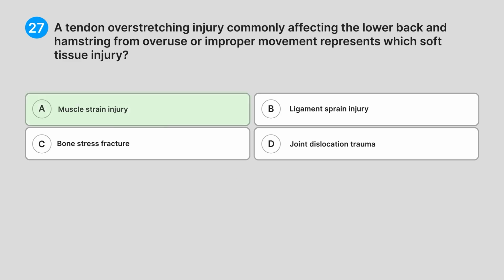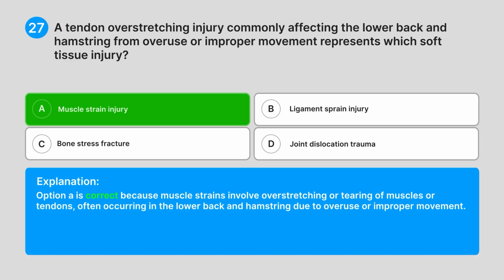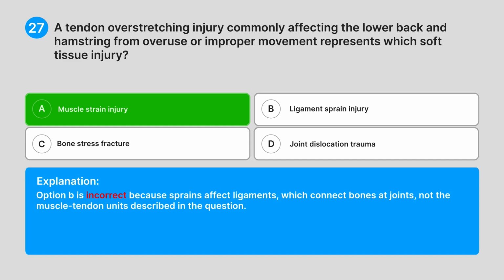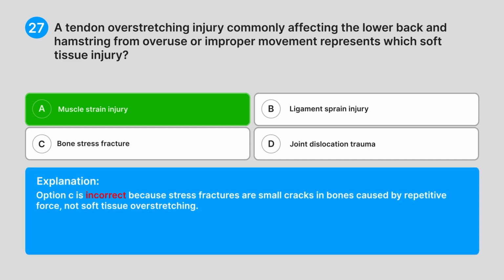Correct answer, A. Muscle strain injury. Explanation. Option A is correct because muscle strains involve overstretching or tearing of muscles or tendons, often occurring in the lower back and hamstring due to overuse or improper movement. Option B is incorrect because sprains affect ligaments, which connect bones at joints, not the muscle tendon units described in the question. Option C is incorrect because stress fractures are small cracks in bones caused by repetitive force, not soft tissue overstretching.